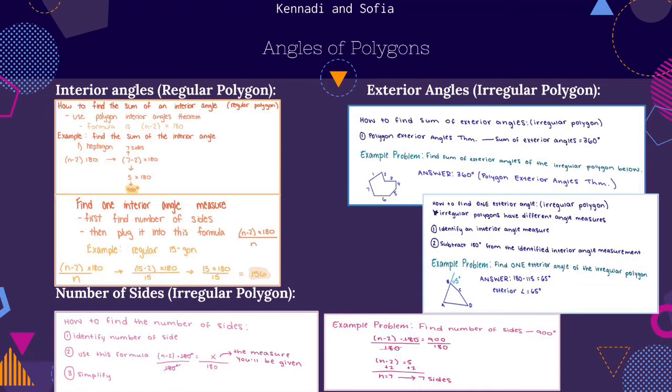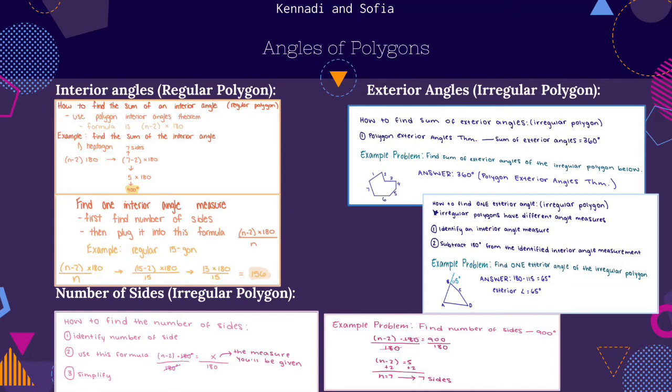And here's an example of how to find it for a 15-gon. You're going to use that formula, and you're going to plug 15 in for both n's. And it'll be 15 minus 2 times 180 over 15. 15 minus 2 is 13, so it would be 13 times 180 over 15, and that equals 156.